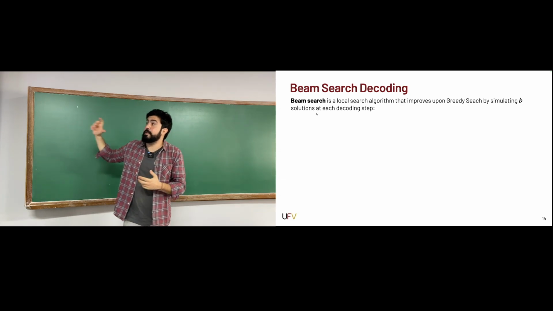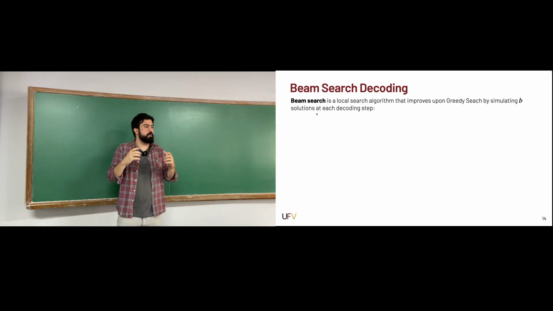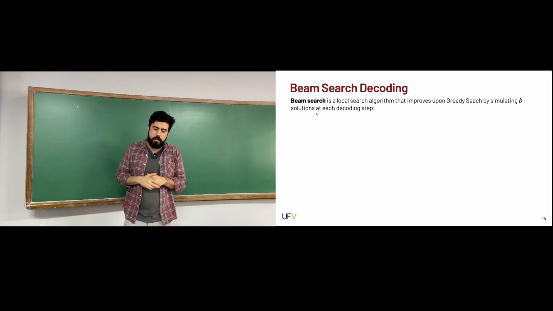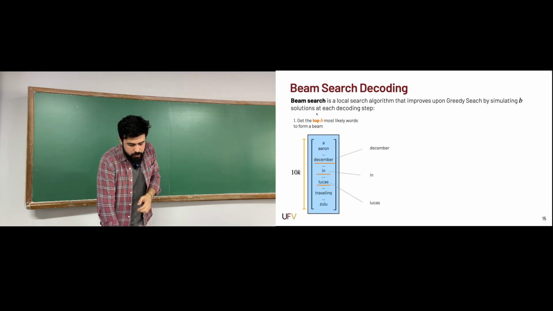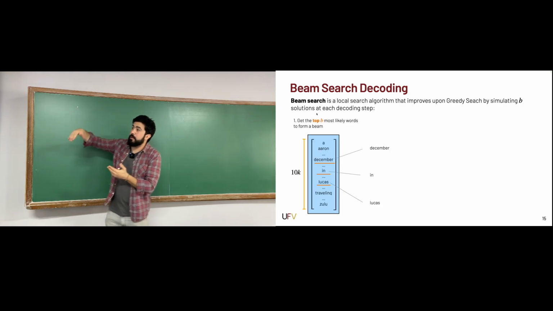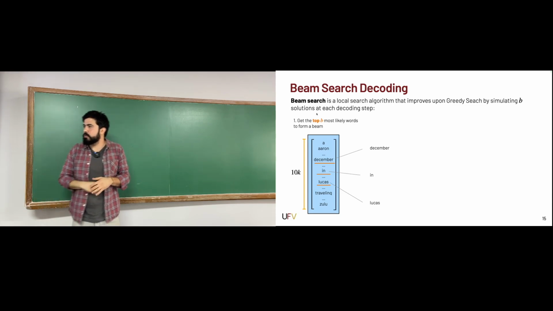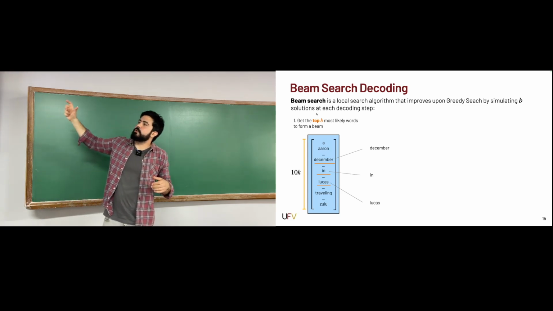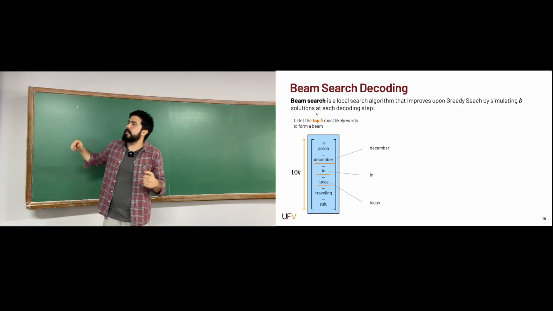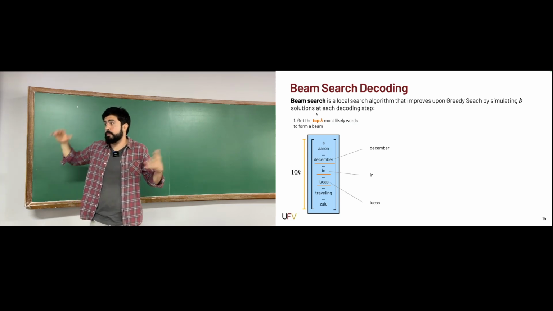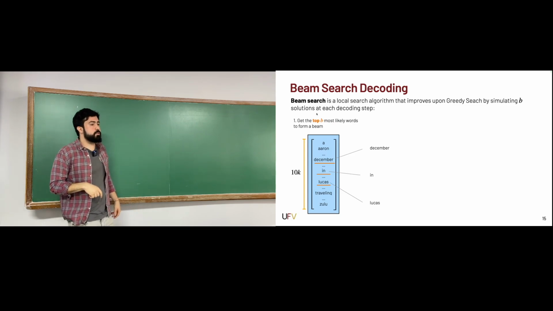And what it does is it simply keeps B solutions at each decoding step. Okay? Instead of keeping just one, we're going to keep the top B solutions in a structure that we call a beam. That's why the algorithm is called beam search. So we start with the vocabulary. Now this is our 10K vocabulary. Starts with the word A, and the last word is Zulu. So the first thing we do is we get the top B most likely words to form our first beam. And our first beam here has December, In, and Lucas, just because they have the highest likelihood among the other ones to start a sentence.